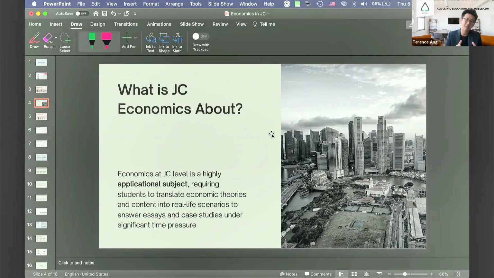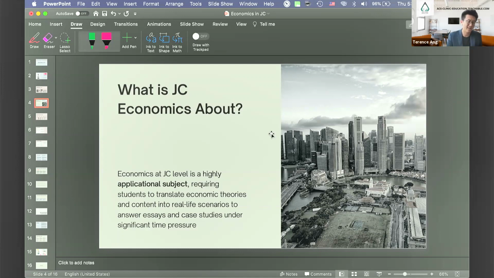So the exams that you get in economics tend to be very real life, very applicational. It requires you to not just understand what you've studied in theory, but also know how to translate that knowledge into the very applicational, very realistic context that they're going to present to you. And there's a tremendous amount of time pressure as well.